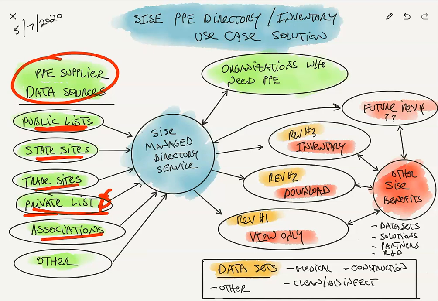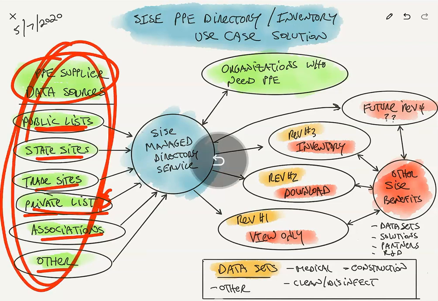Then there are associations, and there are other sources out there. We all have access to different people that are coming into the market. We need a way to bring them in. So that's the data source piece of this, and there are a number of them.